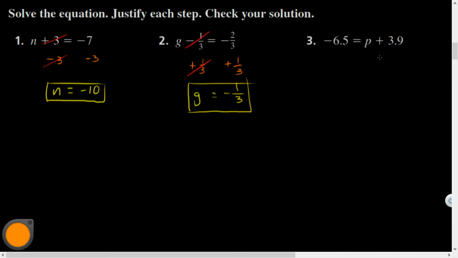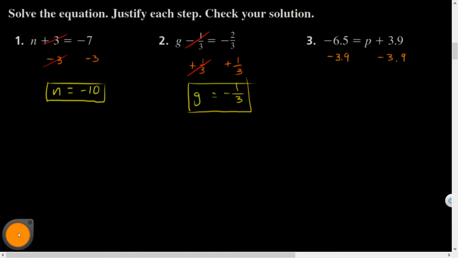So let's see. Over here, to get the variable P by itself, it's currently being added by 3.9. So how do I get rid of adding 3.9? How do I undo that? How do I undo addition? What's the inverse operation? Subtraction. Subtract 3.9 both sides. Yeah, anyone was going to answer just to get me to stop singing. Subtract 3.9 both sides. That's fair game.